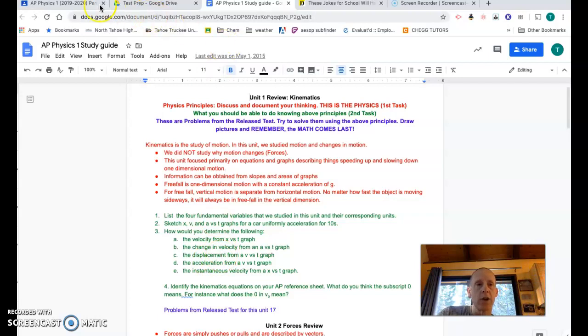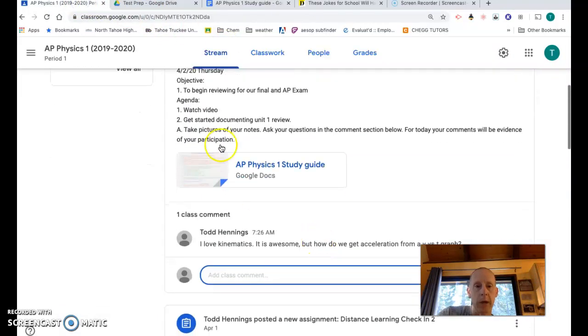Ask any question or make a comment below. So look at this one. I already did mine. I love kinematics. It is awesome, but how do we get acceleration from a v versus t graph? That will be your evidence.